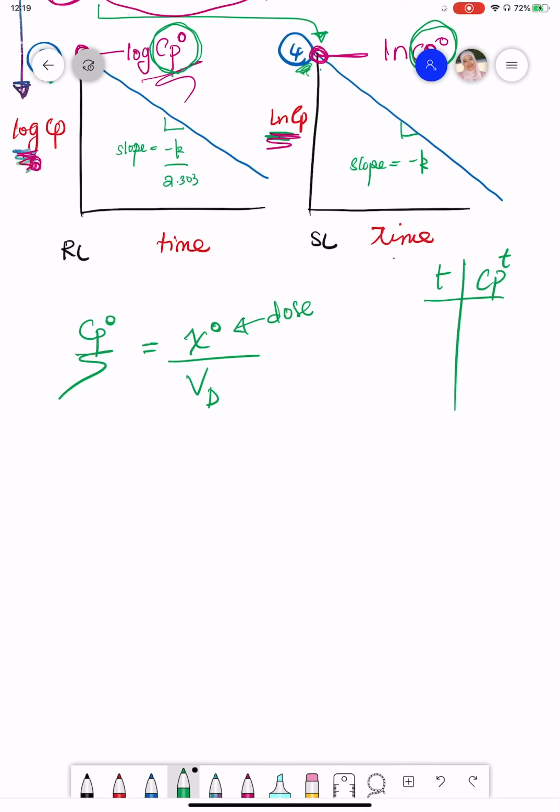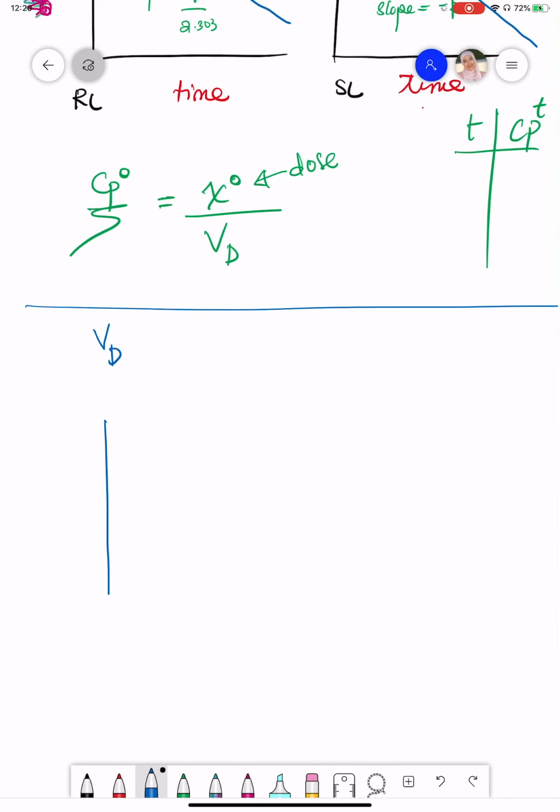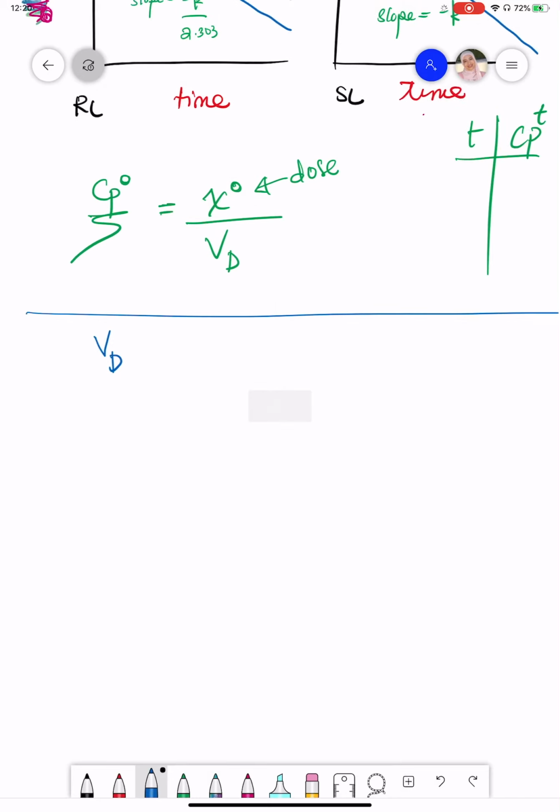Okay, so let's talk a little bit about the volume of distribution concept, or the apparent volume of distribution concept. Let's consider that we have two beakers. I will draw two beakers and consider them to have the same volume, but we don't know the volume. Oops, it's not a good beaker.